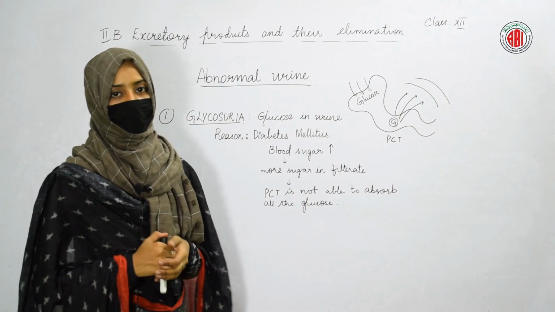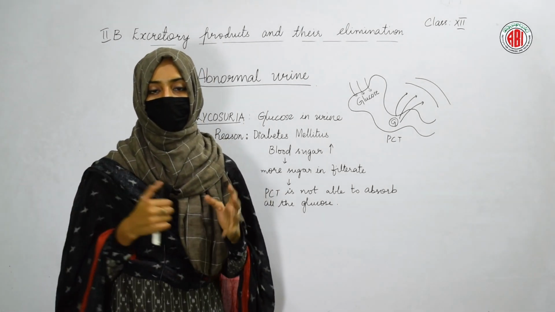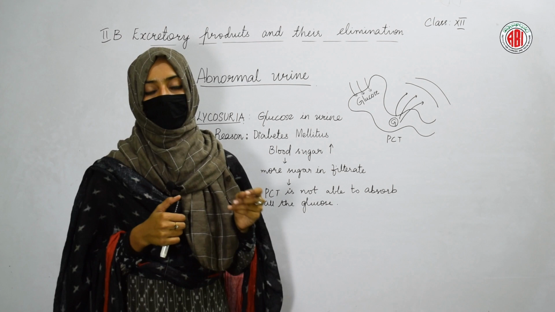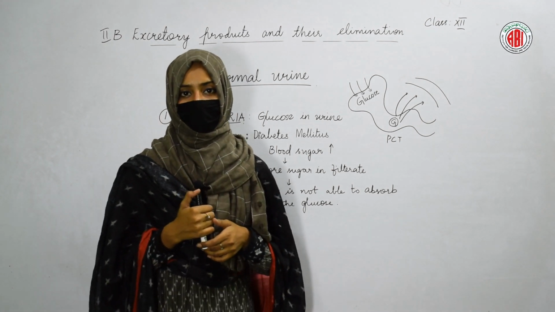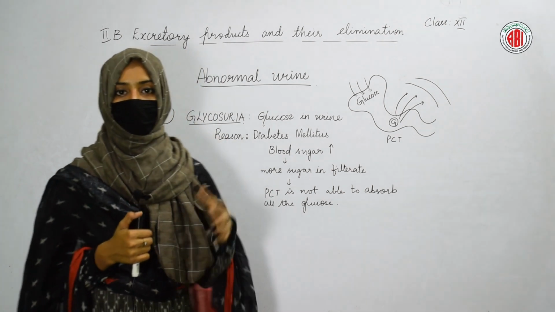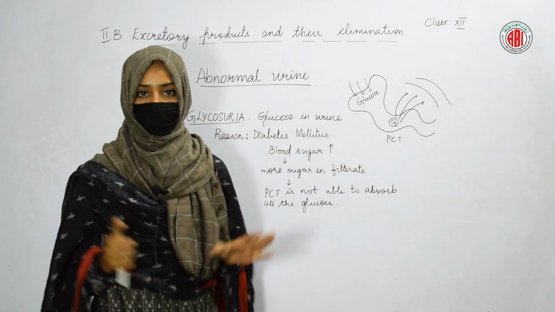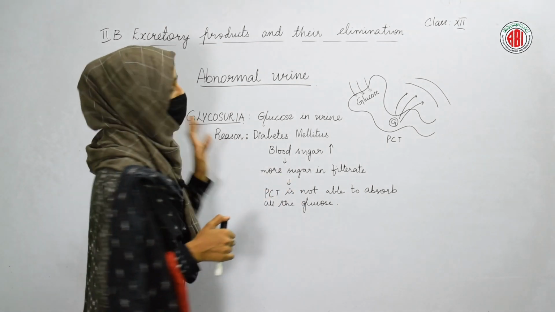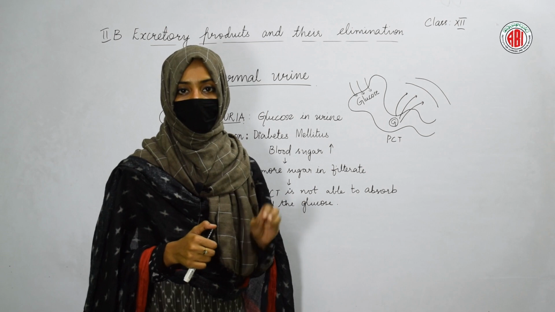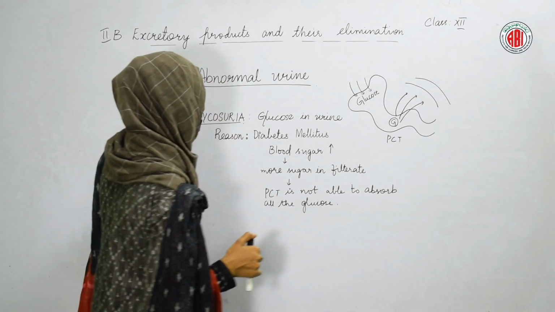We have seen the characteristic features of our urine, and if those characteristic features are not maintained by the excretory material that is excreted out of our body, it leads to abnormality. And abnormal urine causes a lot of disorders. One such disorder is glycosuria. So now we are going to discuss excretory disorders. The first one is glycosuria.